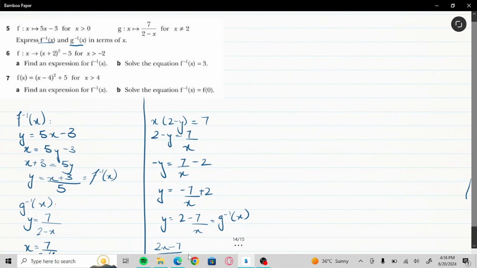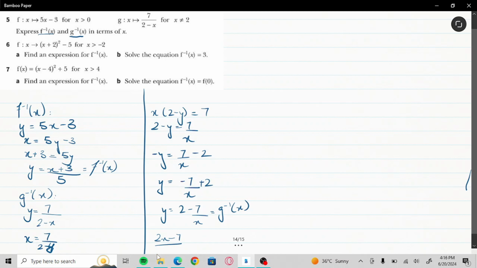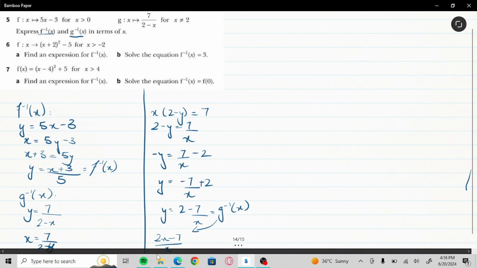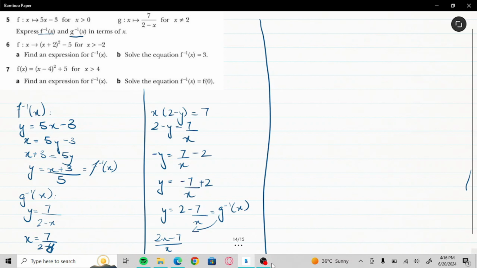Let me scroll this down. Okay. 2x minus 7 upon x is equal to this. It's just taking the LCM, no big changes.